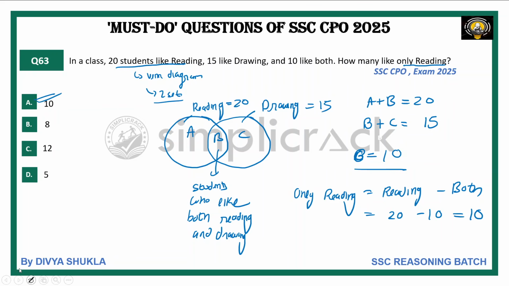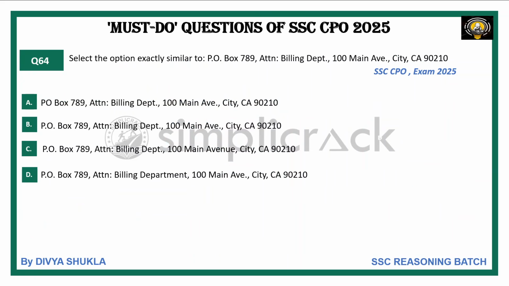Let's deal with some additional information. If I'm asking you about only drawing, find the value of only drawing. Only drawing would be drawing minus both. That means 15 minus 10 equals 5. I hope this question is clear to all of you. Let's see the next one.